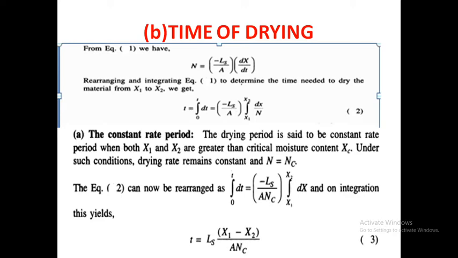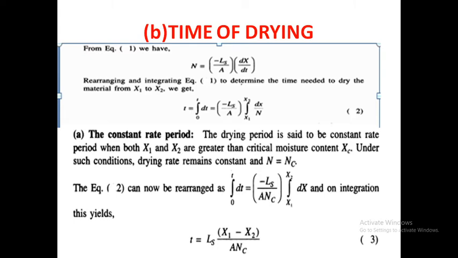Case number 1, constant rate period. The drying period is said to be the constant rate period when both the initial and final moisture contents, X1 and X2, are greater than the critical moisture content. The critical moisture content is nothing but capital Xc. Under such a condition, what about the drying rate? The drying rate remains constant, that is, capital N is equal to Nc. So Nc is the rate of drying at the constant rate period. Capital N is the drying rate, and C represents the constant rate period. Are you clear or not?